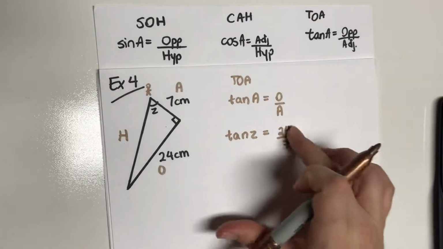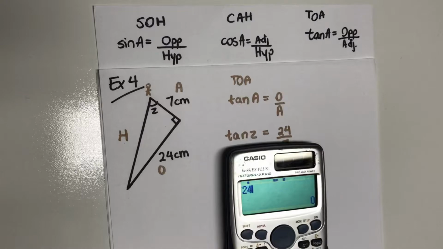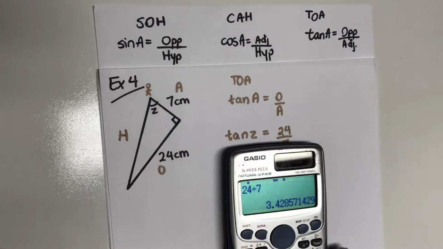And then I'm going to simplify this. So I'm going to put 24 over 7 into my calculator. And I'm going to round to 4 decimal places, because remember, the more decimal places, the more accurate your answer. So I'm going to round it, and it'll be 3.4286.